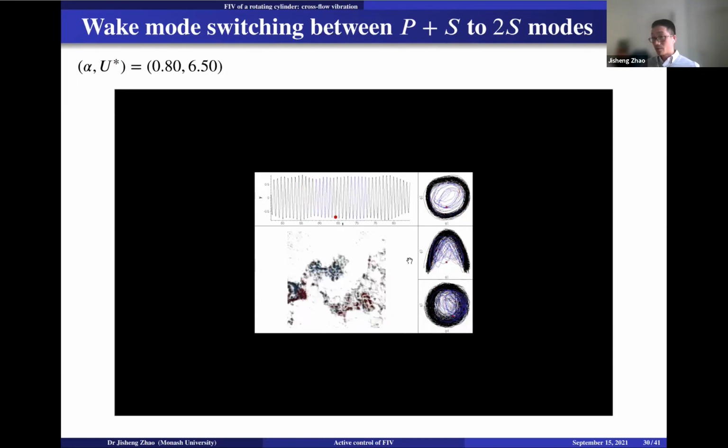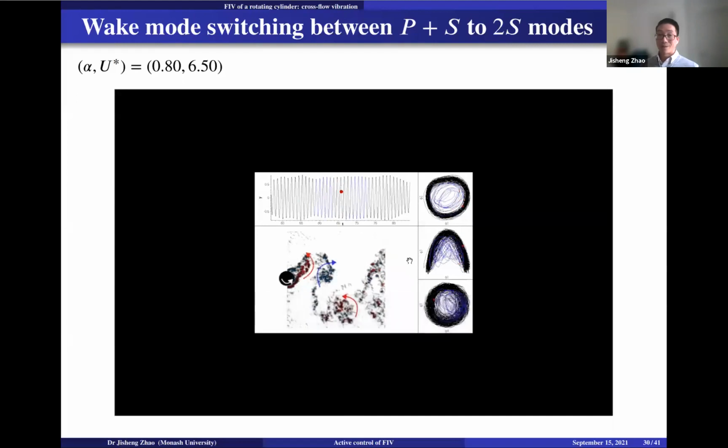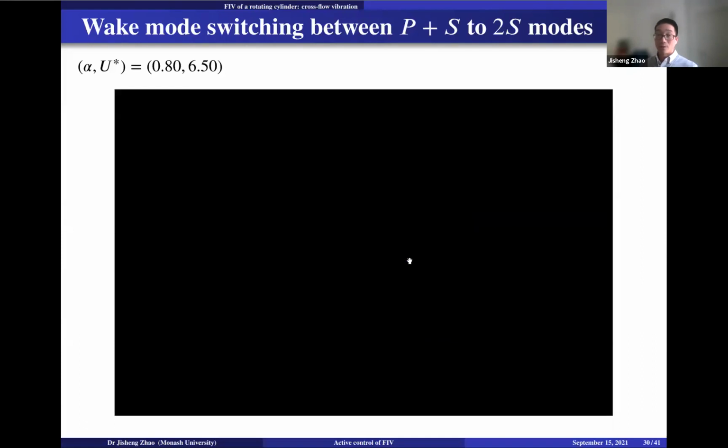So the switching behavior causes some problems for us because we have to manually look through all the data. If we do a phase average based on the oscillation phases, we could easily miss the weight mode switching behavior.